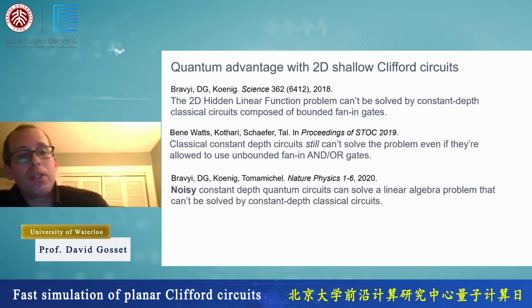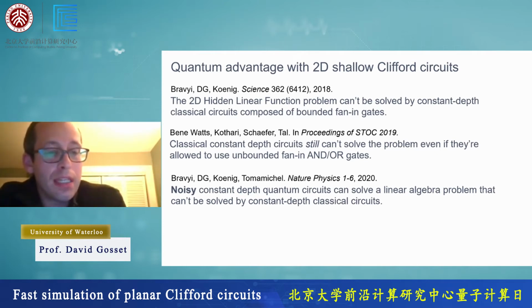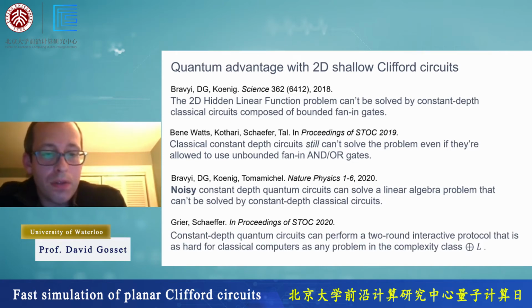In subsequent work, we showed that there is a version of this type of separation that works even if your constant depth quantum circuit is affected by noise. And then Grier and Schaeffer later showed that you can make this task even harder for classical circuits by asking for the solution in a two-round interactive way, where you ask for part of the solution in the first round and then ask for the second part of the solution in a second round of questioning.